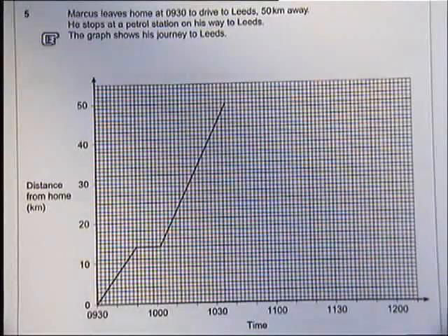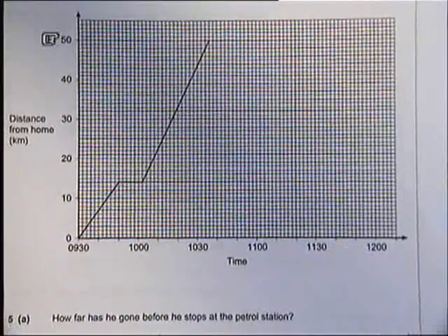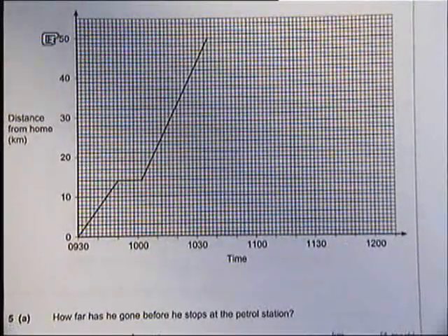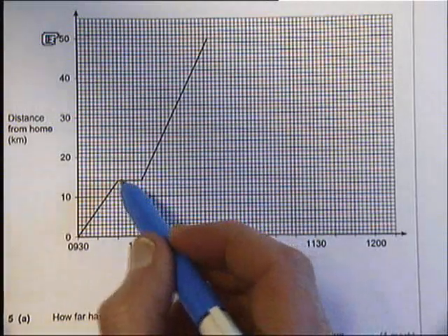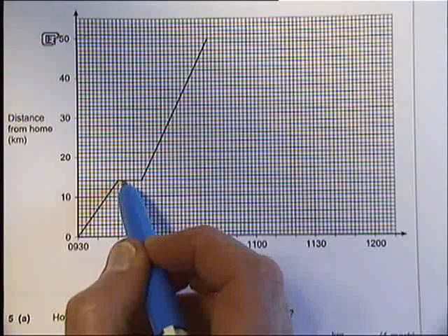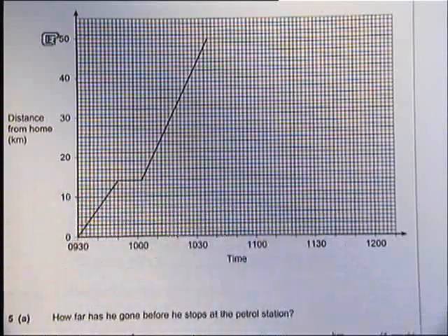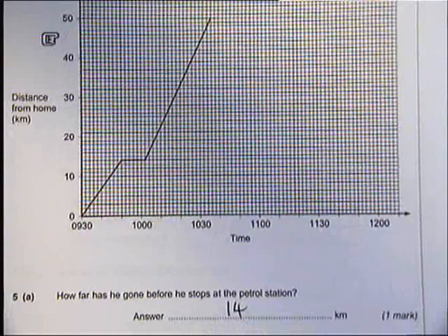He stops at a petrol station on his way to Leeds. Stopping is shown by a horizontal line, so that's this part of the journey here. The first question says, how far has he gone before he stops at the petrol station? The petrol station is at this point here. If you come off over here and read it off, that is at 14 kilometres.